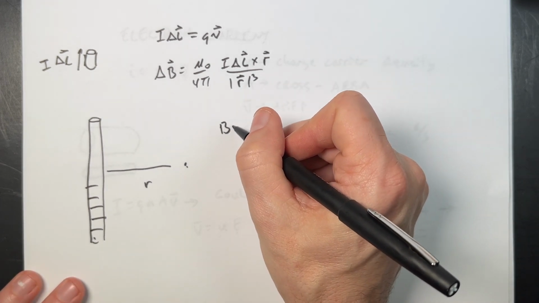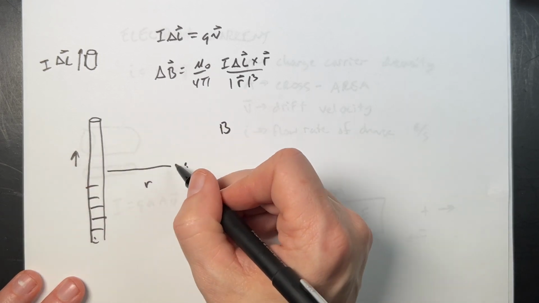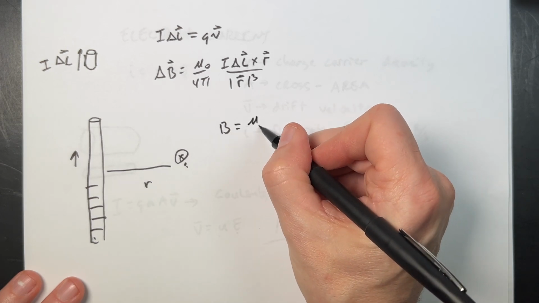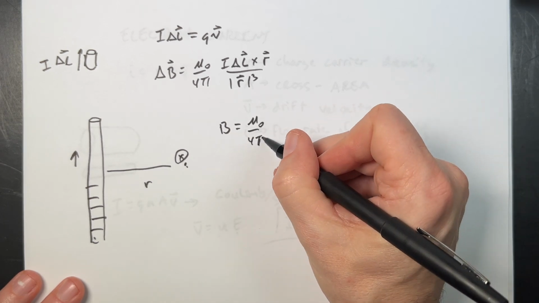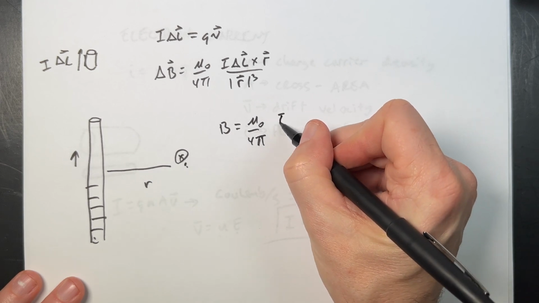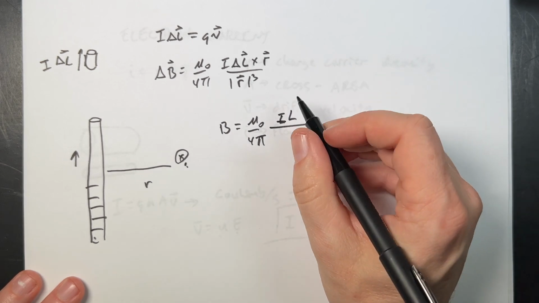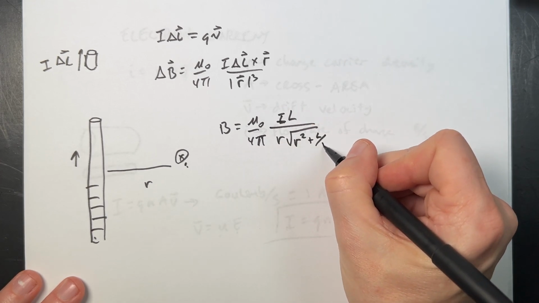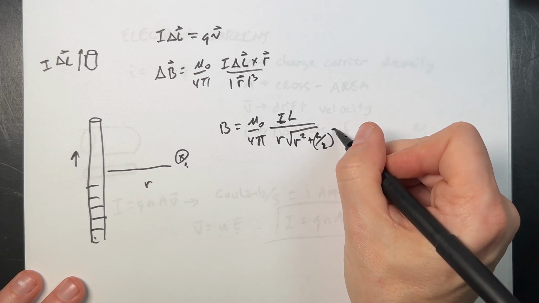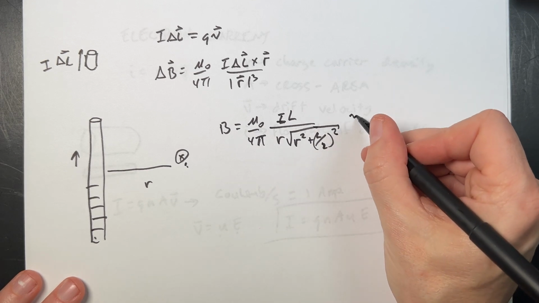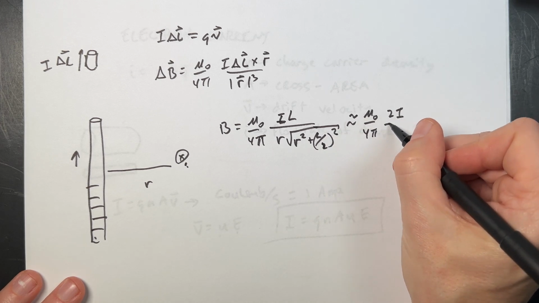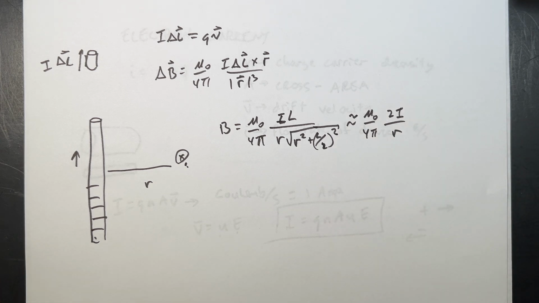First of all, if the current is going this way, the magnetic field is going into the board, and the magnitude is mu naught over 4 pi, I times L over R times the square root of R squared plus (L over 2) squared. And if you're really close to it, that's approximately equal to mu naught over 4 pi times 2I over R. And again, don't worry about that. We're going to derive it later.